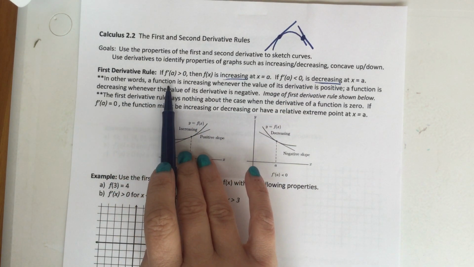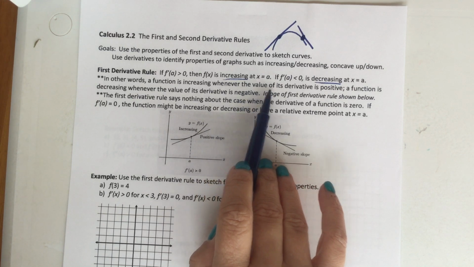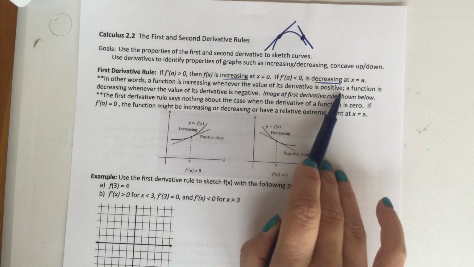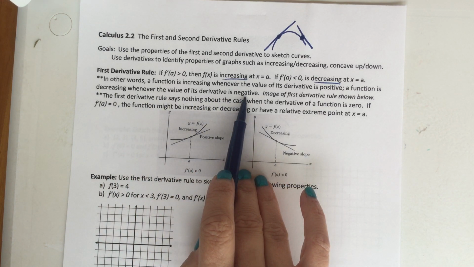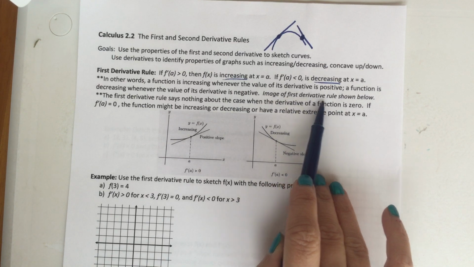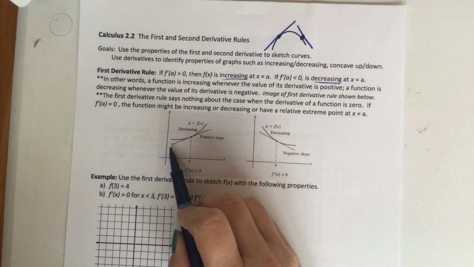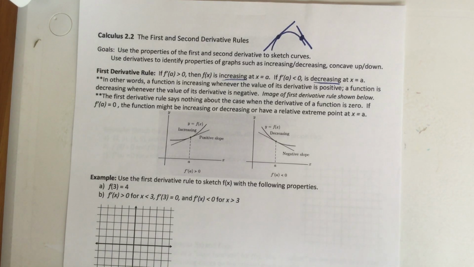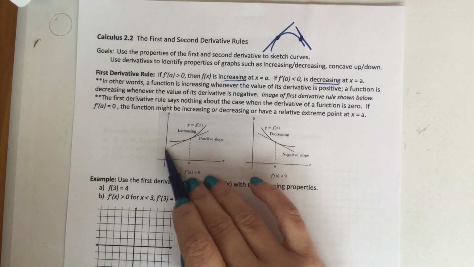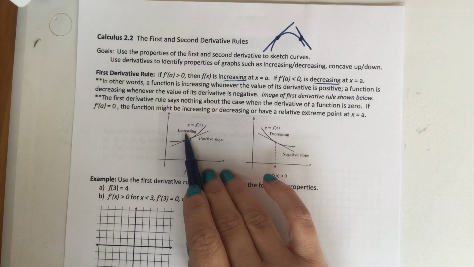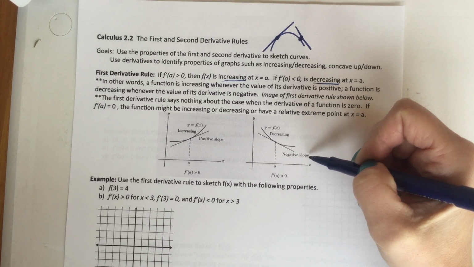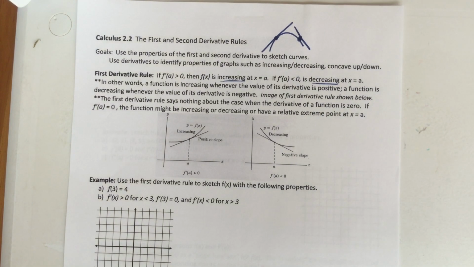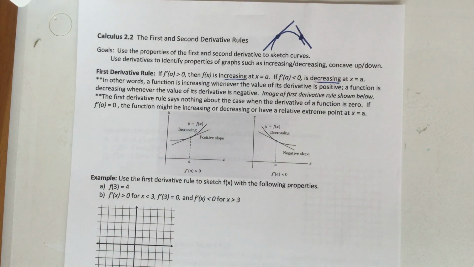So in other words, a function is increasing whenever the value of its derivative is positive. A function is decreasing whenever the value of its derivative is negative. The image of the first derivative rule is shown below. So again, think about that tangent line. If you were to draw a tangent line and it has a positive slope, it's increasing. If that tangent line at that point would have a negative slope, you can say that the function is decreasing. Everything's kind of all related, which is awesome.